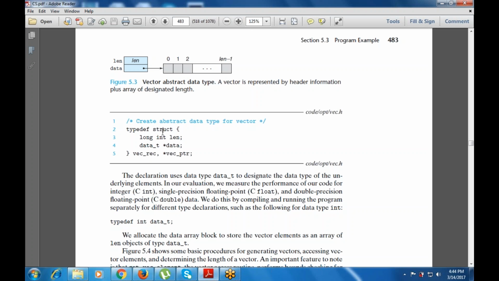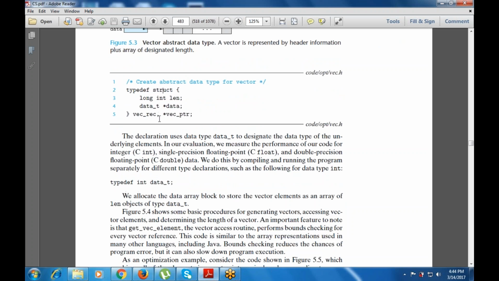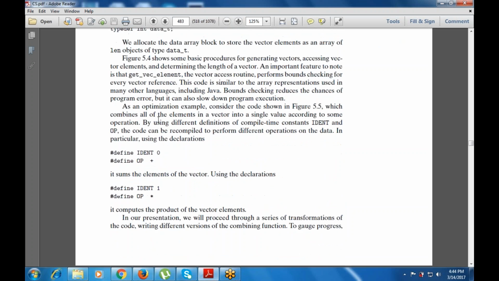The declaration uses the data type data_t to designate the data type of the underlying elements, and in our evaluation we measure the performance of our code for integer, that is a C int, single precision floating point, that is a C float, and double, a C double. Double takes 8 bytes, int takes 4 bytes, and float takes 4 bytes. This is another example that is given.